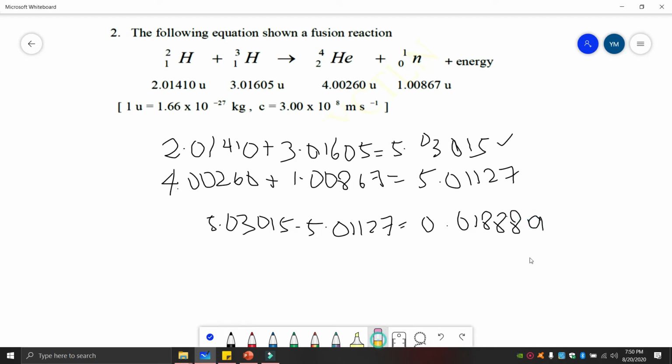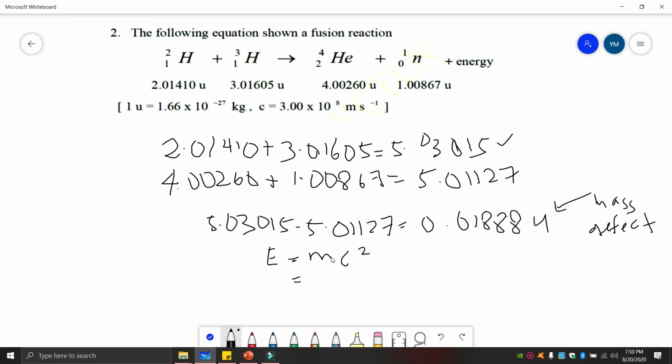The unit is u. And then if you want to use this formula, E equals mc², the difference of the values here is equal to the mass defect. So this is called the mass defect. And then you have to use this formula to calculate the nuclear energy.